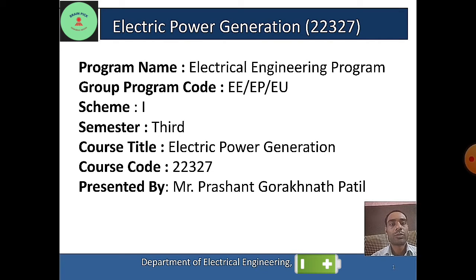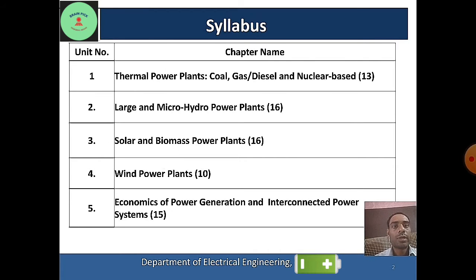We are going to start a course on electric power generation for Diploma Electrical Engineering semester 3. The course code is 22327 and the contents of the course are: unit number 1, thermal power plants, which includes coal, gas, diesel and nuclear based. Number 2, large and micro hydro power plants.